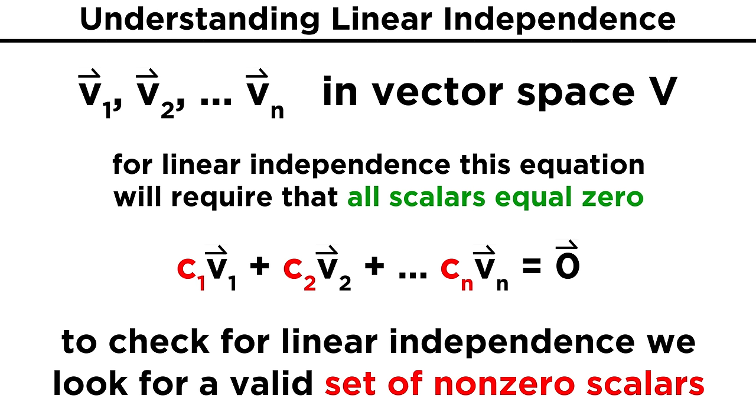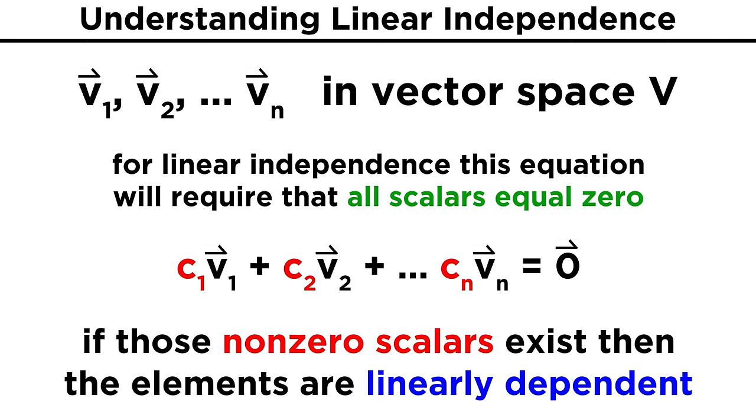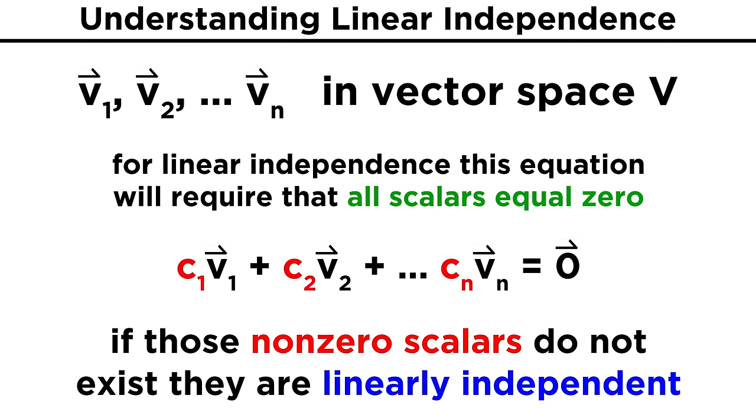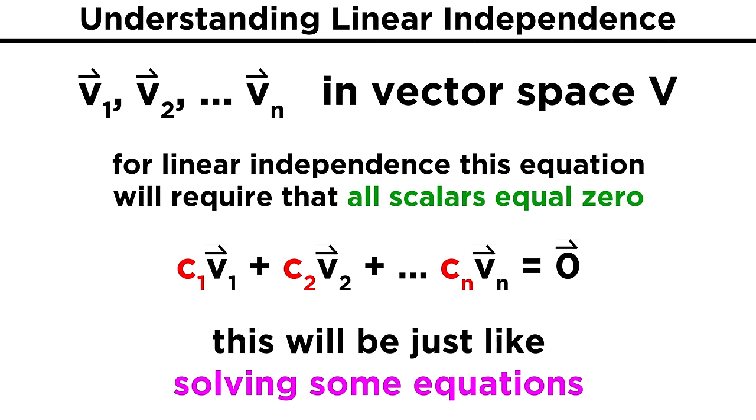So to see if a set of vectors or elements are linearly independent, we must simply see if there is a set of non-zero scalars that exists that makes the linear combination of the elements equal to zero. If those non-zero solutions exist, then the elements are linearly dependent. If there is no solution aside from all zeros, the elements are linearly independent. This ends up being the same as trying to solve a set of equations, which is a task we are familiar with.